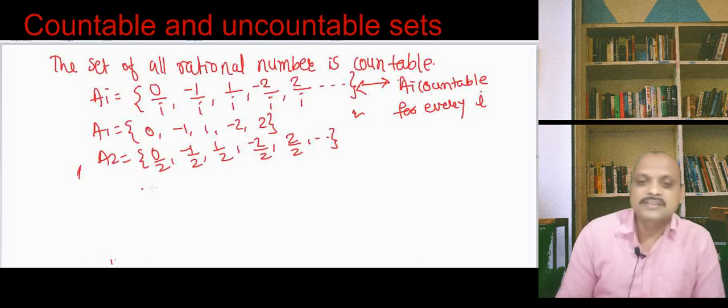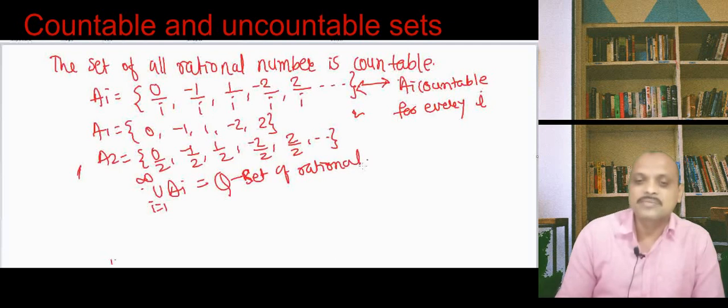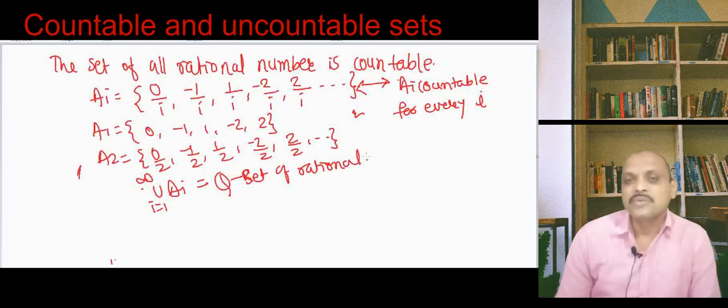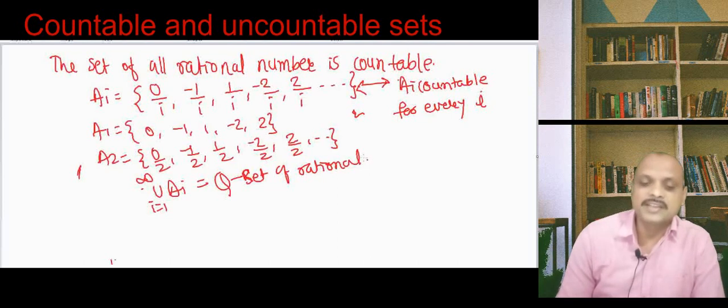If we take the union of these Ai, i equal to 1 to infinity, this is nothing but Q, that is, the set of rational numbers. We have proved one theorem: a countable union of countable sets is countable. So this union of Ai is countable, and hence the set of rational numbers is a countable set.